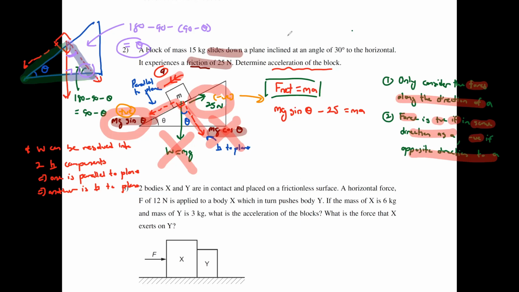So from here, all you need to do is start subbing in the values. 15 times 9.81 times sine 30 minus 25 equals 15a. So a will thus be equal to 15 times 9.81 times sine 30 minus 25, divided by 15. You should be getting 3.24 meters per second squared.